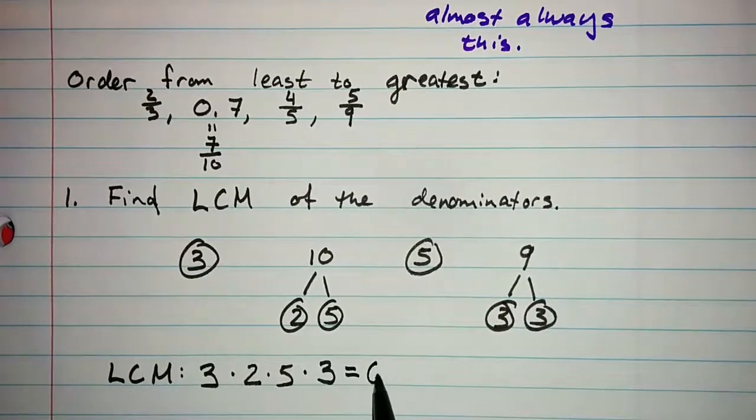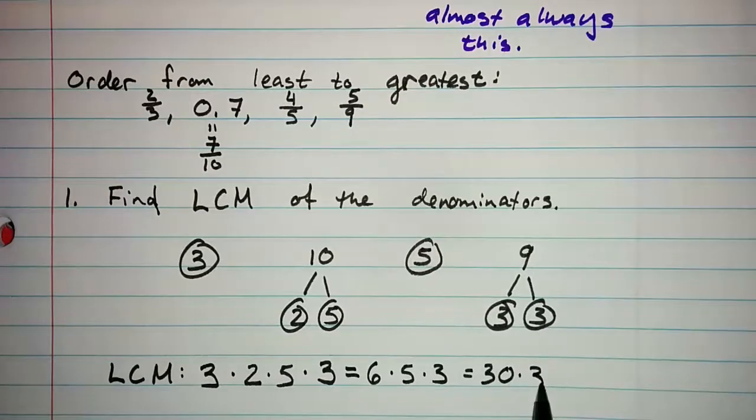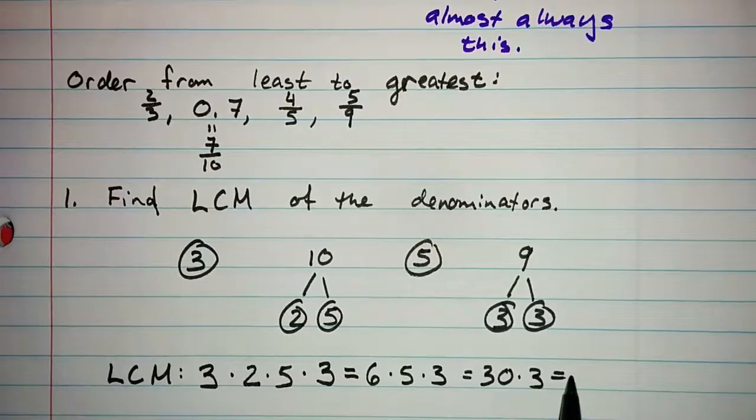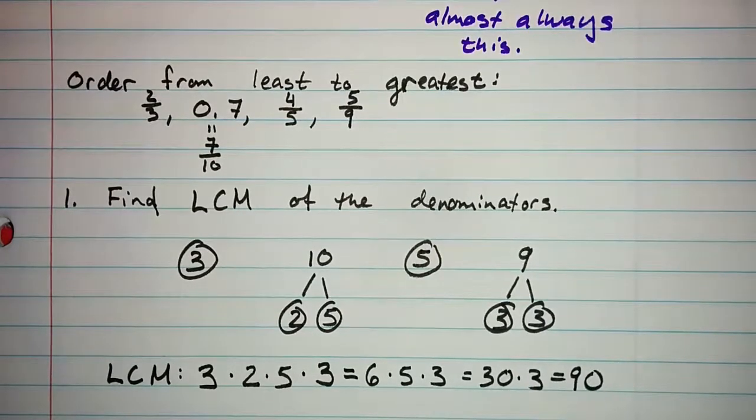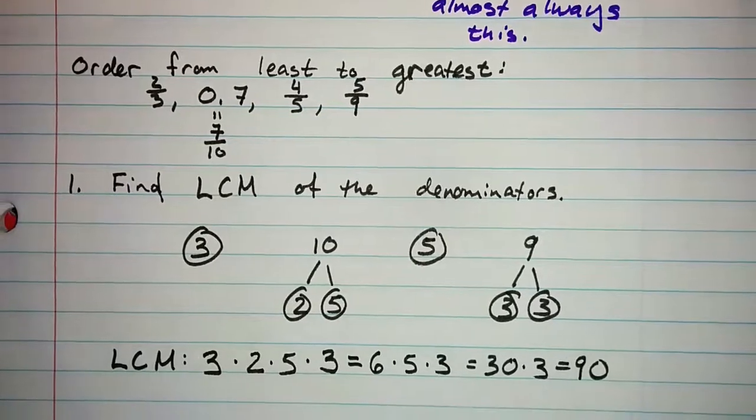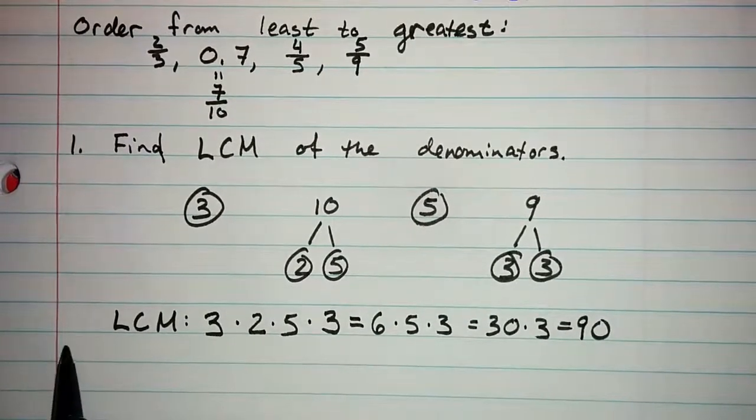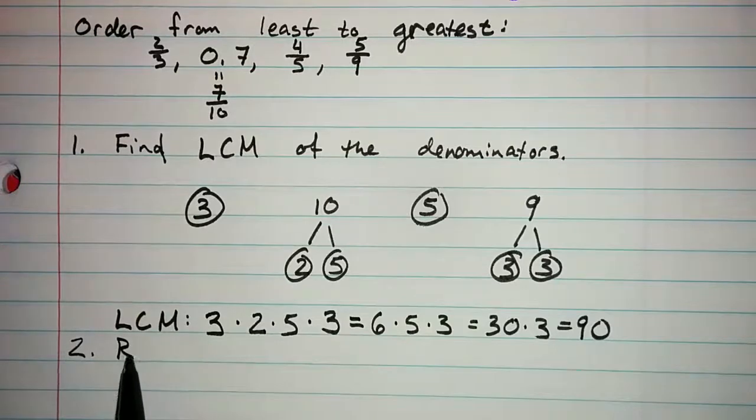3 times 2 is 6. 6 times 5 is 30. 30 times 3 is 90. My least common multiple will be 90. And then I'll rewrite each fraction.